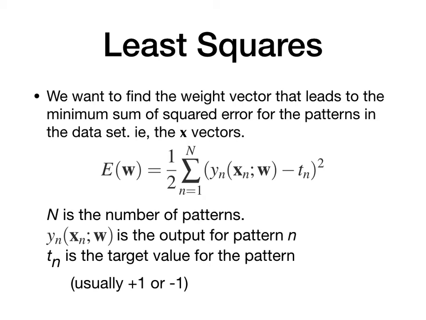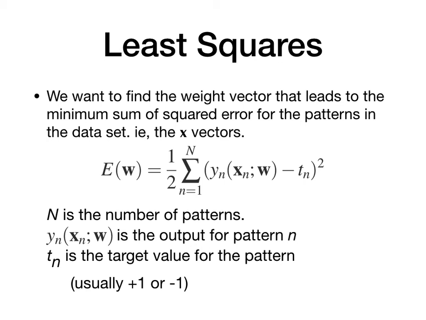So that y_n function of x with w is just the prediction that the linear discriminant would make. We subtract the target, so it's either +1 or -1, and then square that. That will give us the error for that one x_n pattern. We sum that up for all of the patterns and then divide by 2. That gives us essentially the squared error for all the patterns for that set of weight vectors.